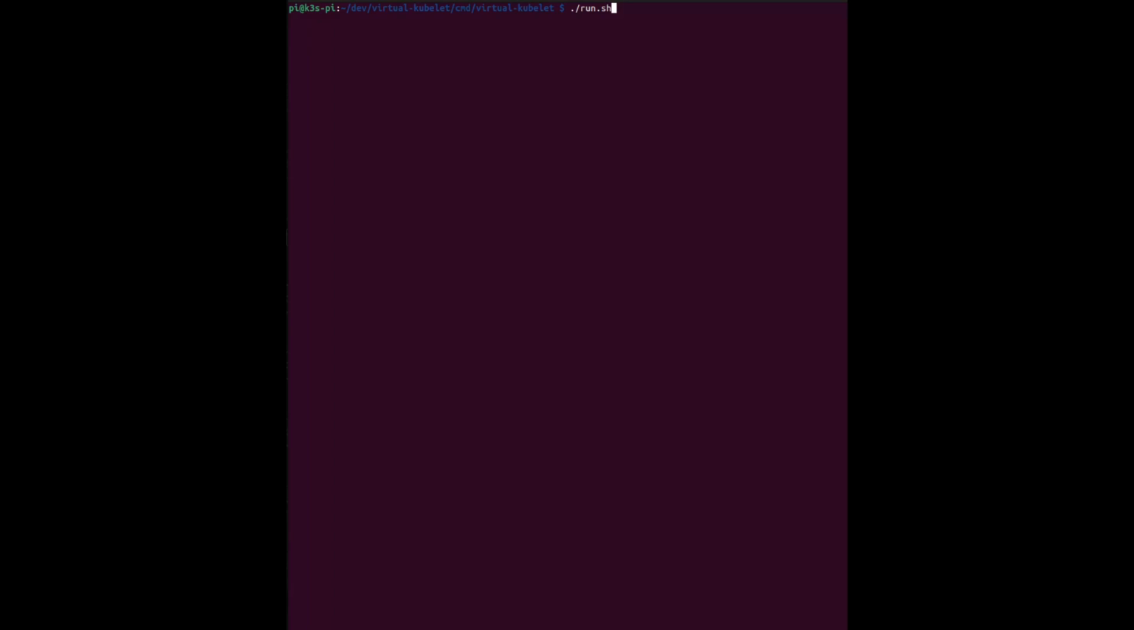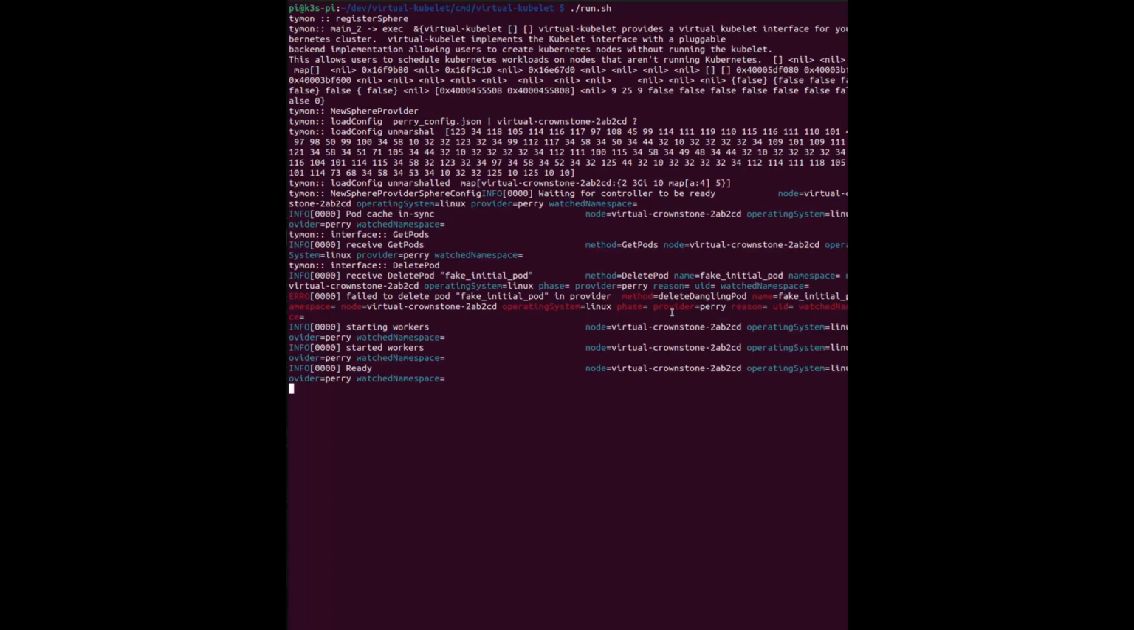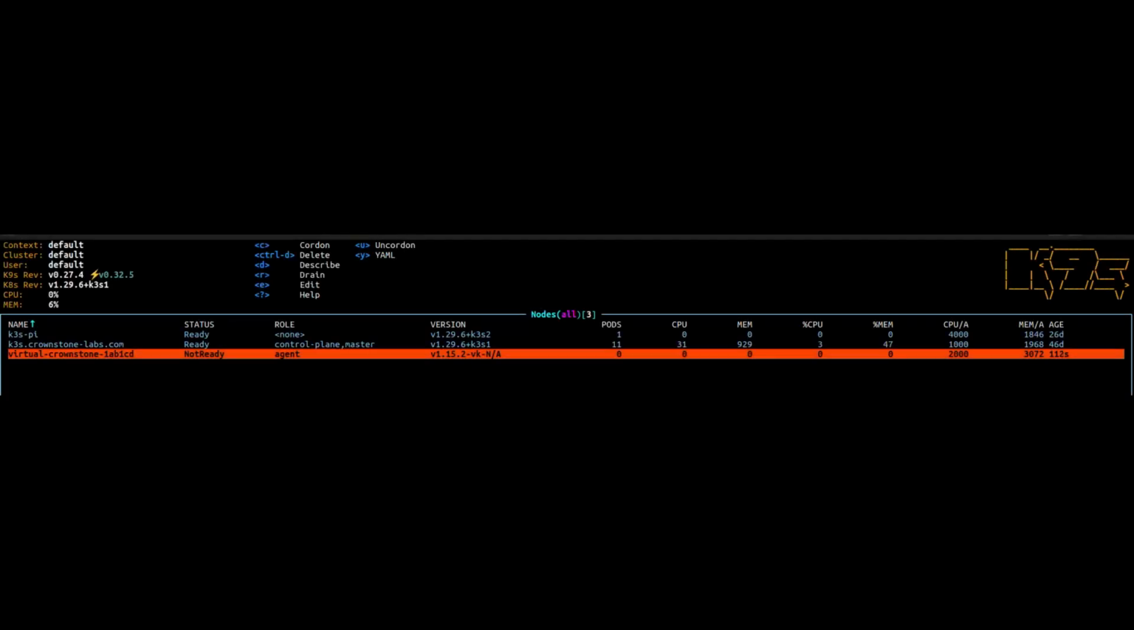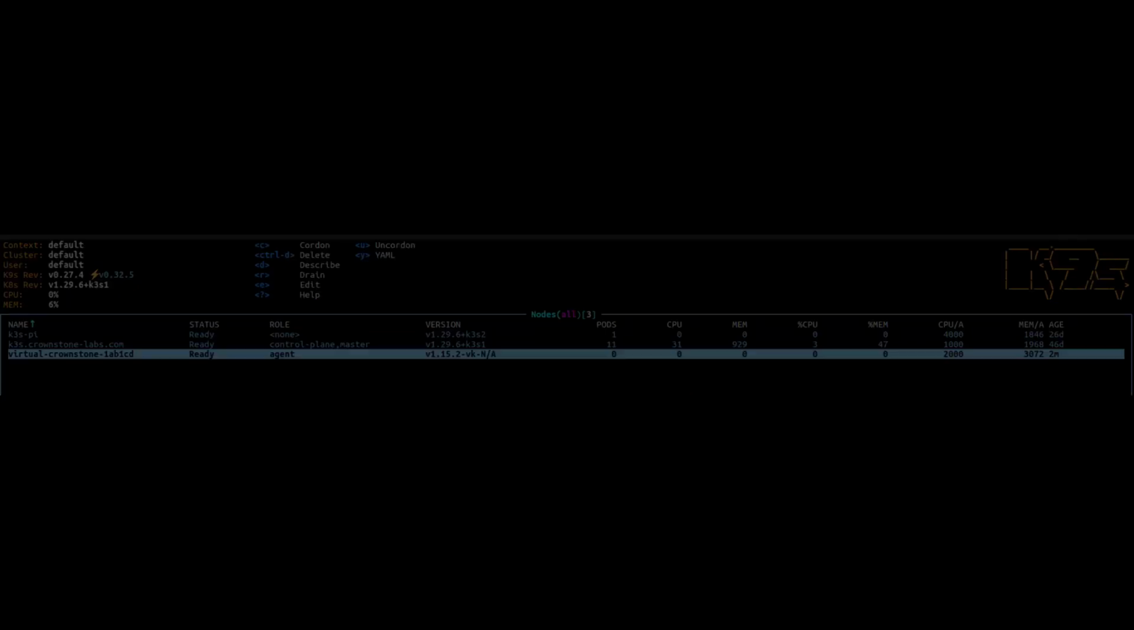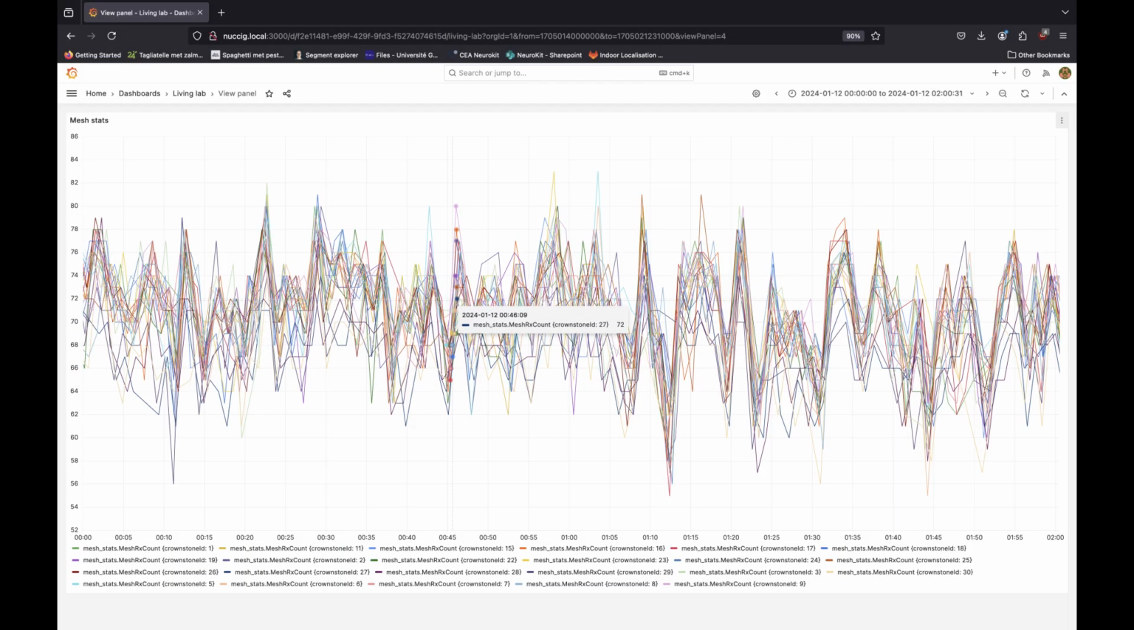Because crownstones do not have a TCP/IP stack, they cannot directly communicate with a Kubernetes cluster, which CODECO uses. Therefore, we have written a plugin for Virtual Kubelet to transform Kubernetes API commands into BLE commands that the Crownstone firmware can understand. Additionally, we translate the data from the Crownstone mesh into metrics that can be used by Kubernetes components, such as Prometheus.